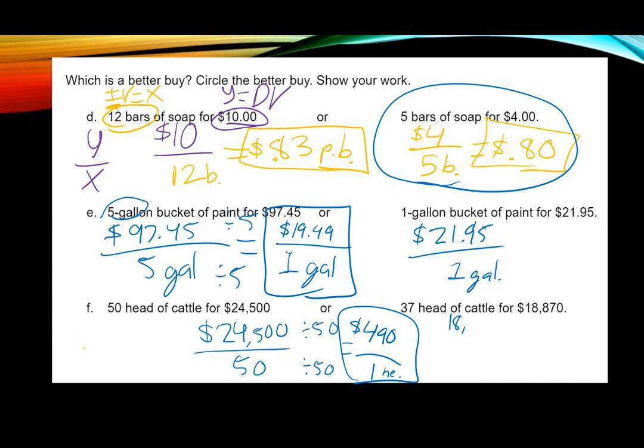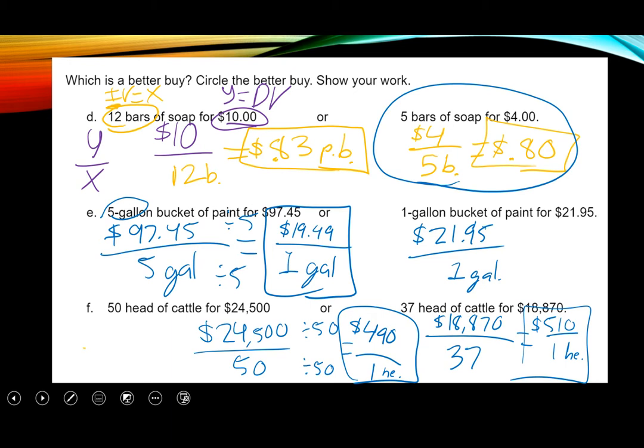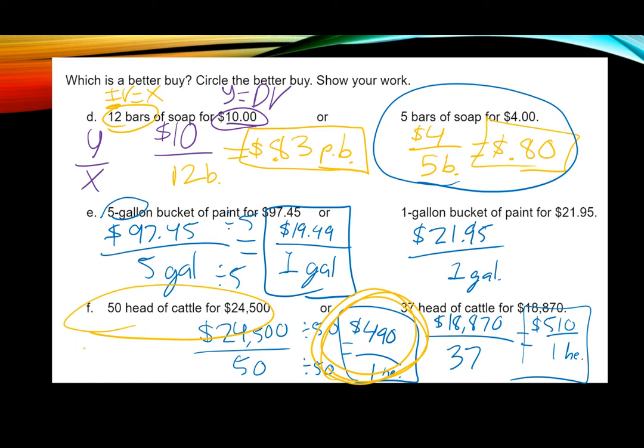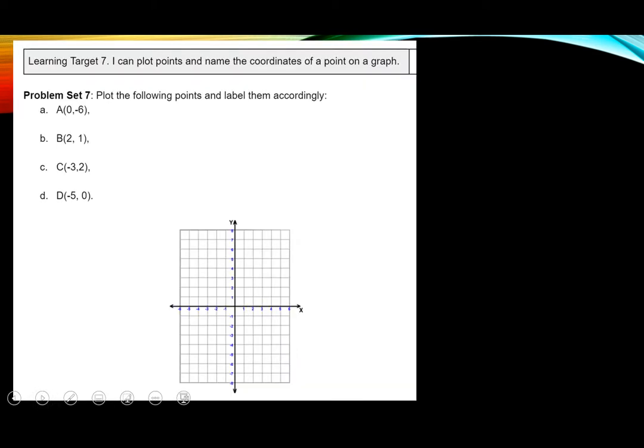Okay. Next we have 18,870 over 37. So here I do have to use a calculator. Okay. Divide by 37. 510 for 1 head. So the cheaper buy, or the better buy, is going to be that $490. In case you're looking to buy a head of cattle.